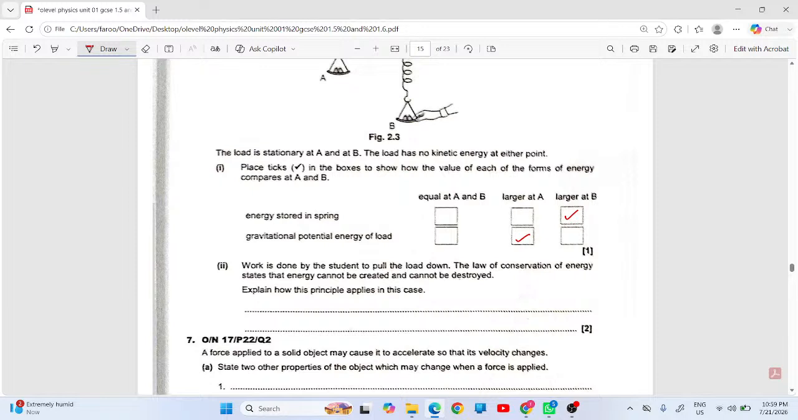This is how we write it. The student's chemical energy is converted into elastic potential energy. This is chemical energy, chemical energy converted into elastic potential energy.